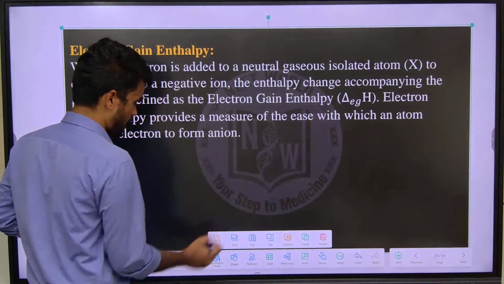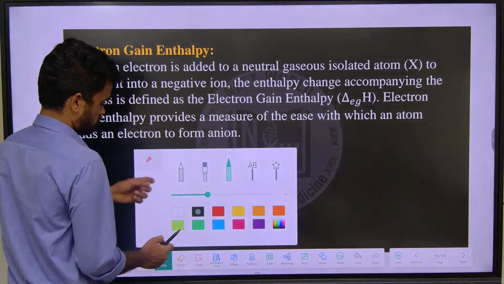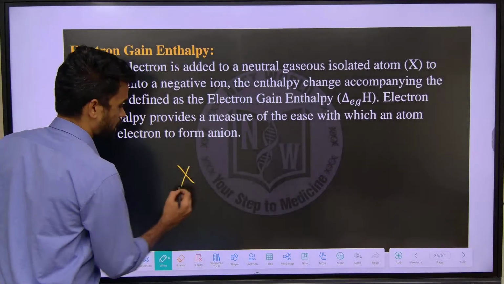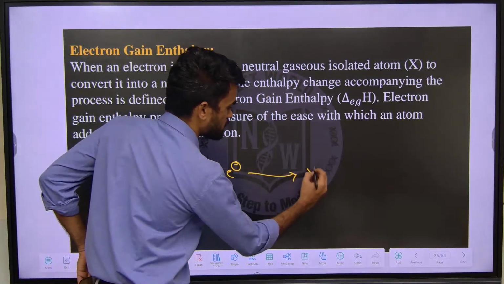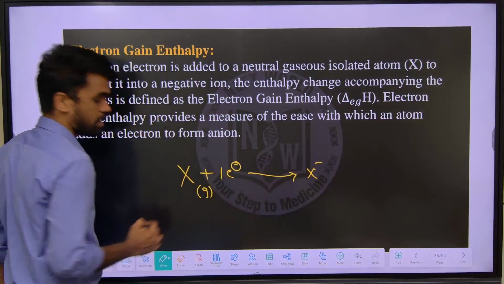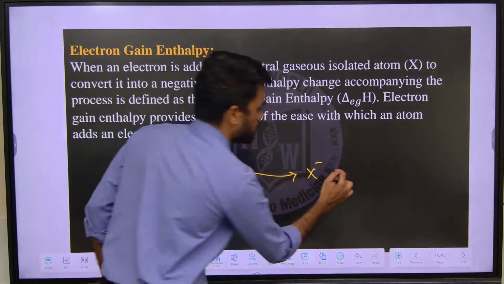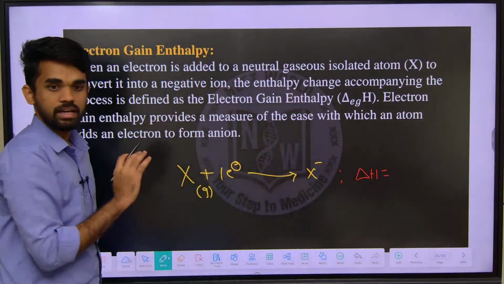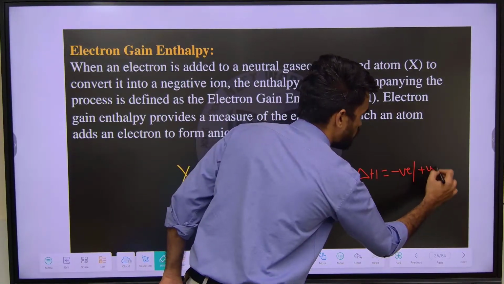If there is an element X and it gains one electron, it becomes X minus. First of all, this atom must be in the isolated gaseous state. During this conversion, whatever the enthalpy change is, that is called electron gain enthalpy. This can be a negative value or a positive value, I told you.